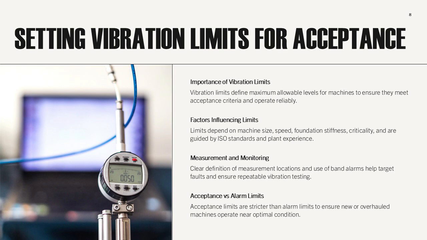In practice, vibration limits may be specified as overall vibration velocity, displacement, or acceleration, as well as band-limited or order-based limits. Band alarms are commonly used to target specific fault mechanisms, such as imbalance, misalignment, vane pass frequencies, or gear mesh frequencies. Acceptance limits are usually more stringent than alarm limits used for in-service condition monitoring, reflecting the expectation that new or overhauled machines should be in near-optimal condition.